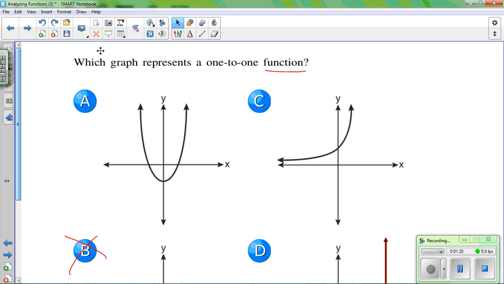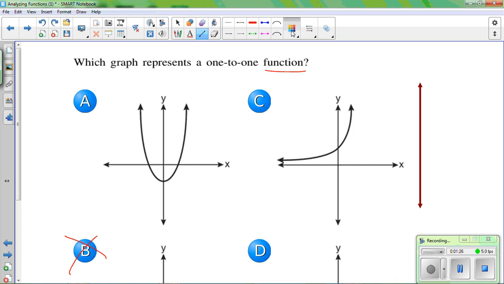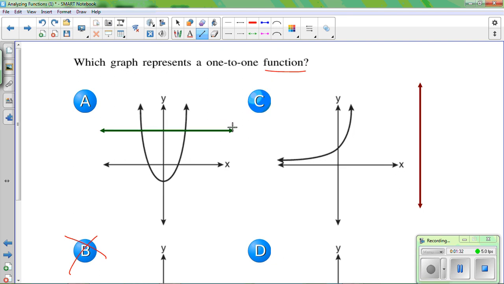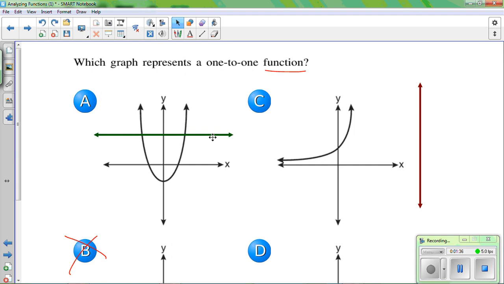Now how about one-to-one? The vertical line test is for function. The horizontal line test is for one-to-one. And so it has to pass both the vertical and horizontal line test. We see the horizontal line test for A is hitting in more than one spot. So this is a function, but it is not one-to-one.